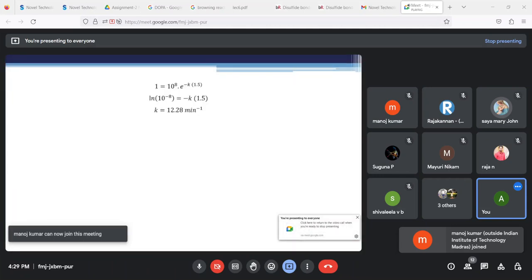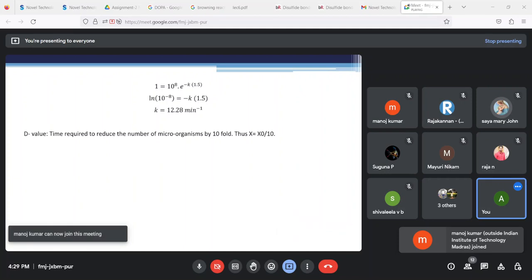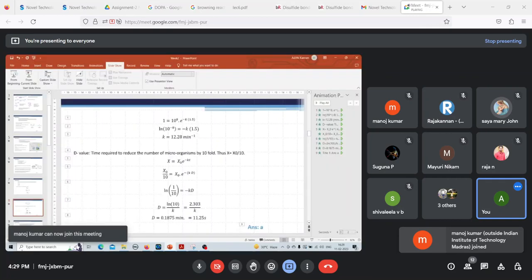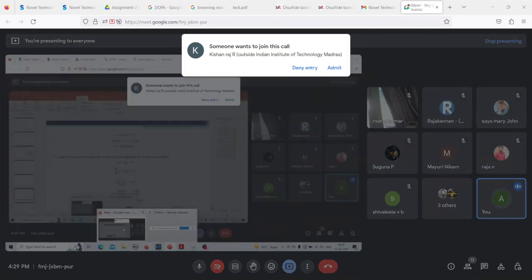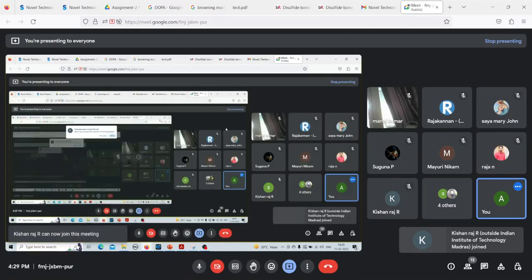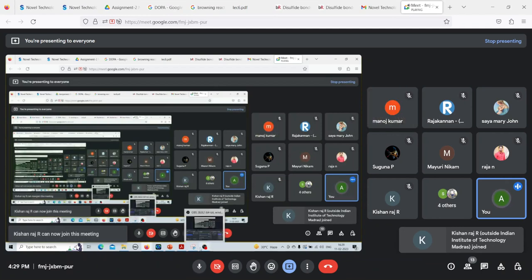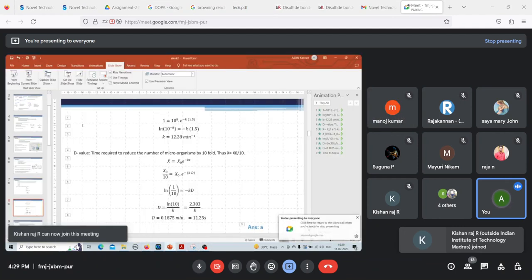90% of microorganisms are destroyed. It is reduced by one tenth fold. Yeah, so 90% is reduced, only 10% is remaining. It is the time required to reduce the number of microorganisms by tenfold. So in this case, with the k value, how do you figure out what the D value is?